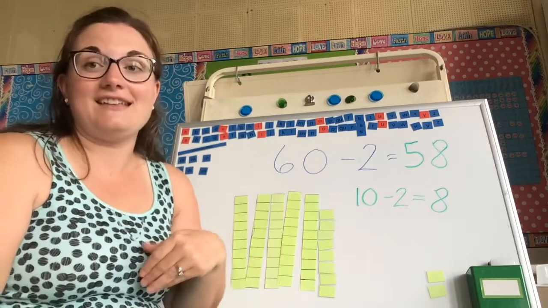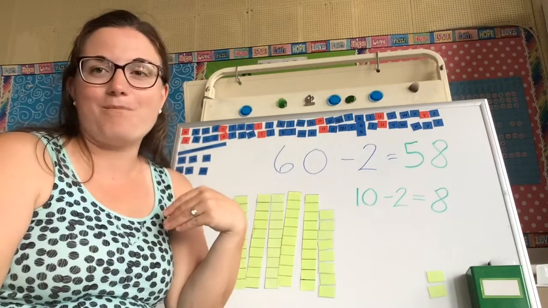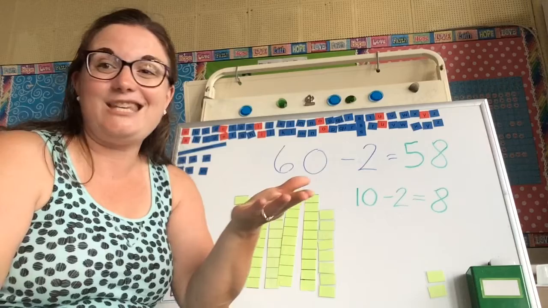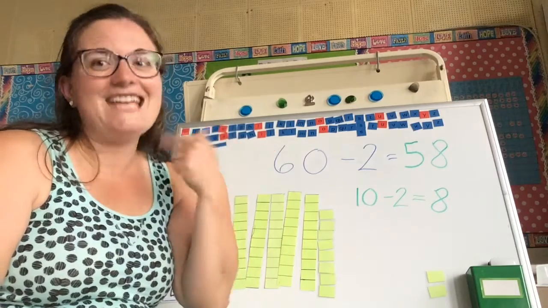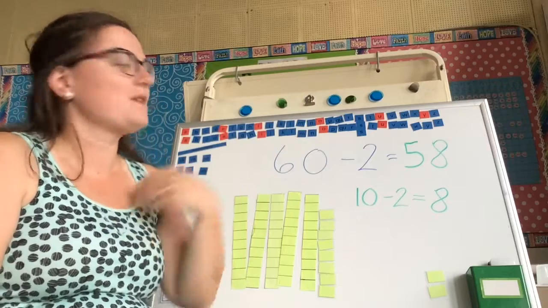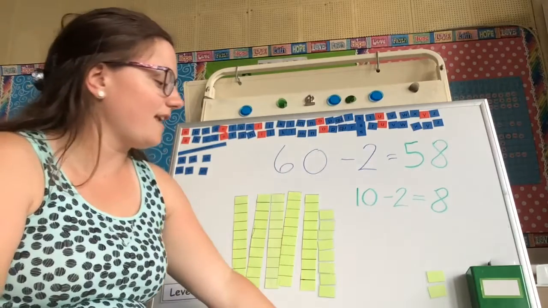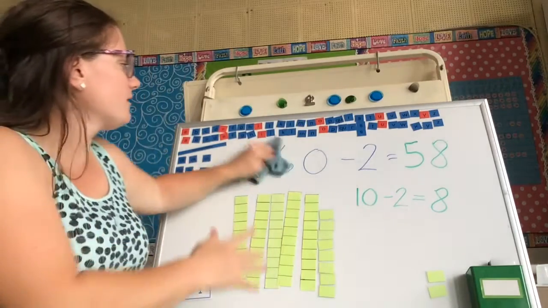The other thing is you can always use our count back strategy. So if you start at 60 and you say, what comes before 60? 59, 58. You can always count back. But I just wanted to show you what it looks like on here as well. So let's do another one here.